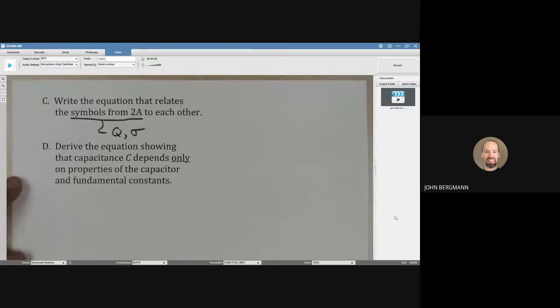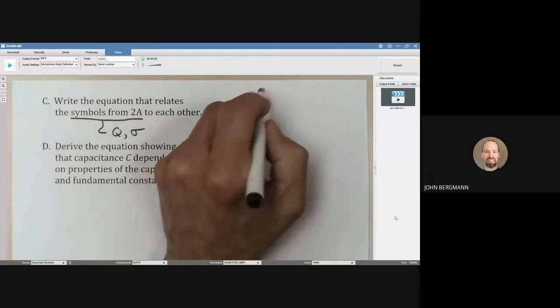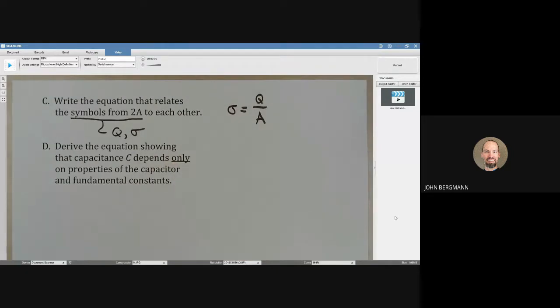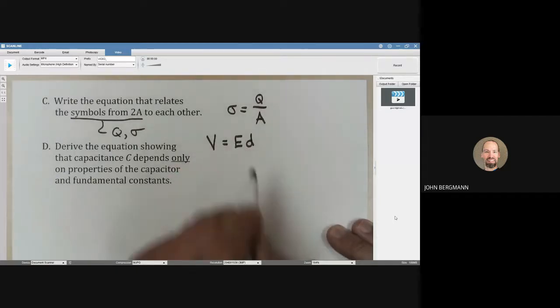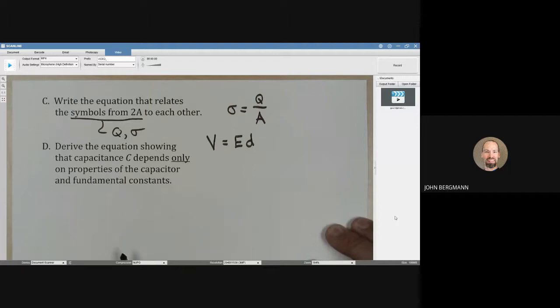All right, let's finish then by writing the equation that relates the symbols from part 2a to each other, and that was Q and sigma. And the surface charge density is coulombs per square meter, so sigma equals Q divided by A. And now we want to derive the equation showing that capacitance C depends only on properties of the capacitor and fundamental constants. We said that the voltage between the plates, we said this on the previous page, was equal to the electric field strength multiplied by d.